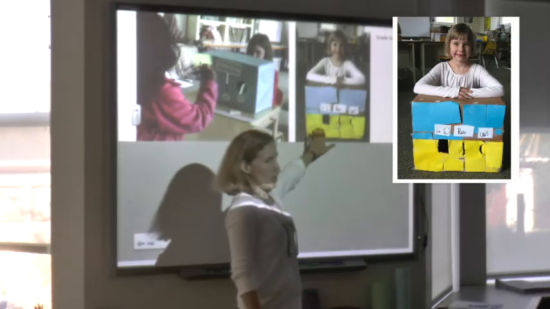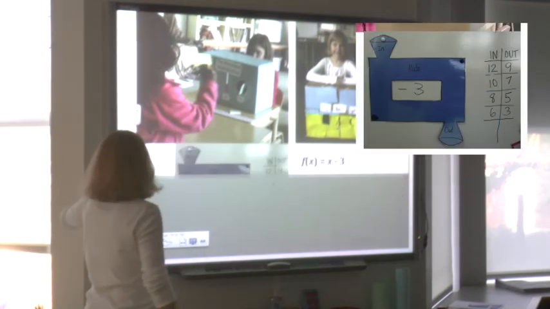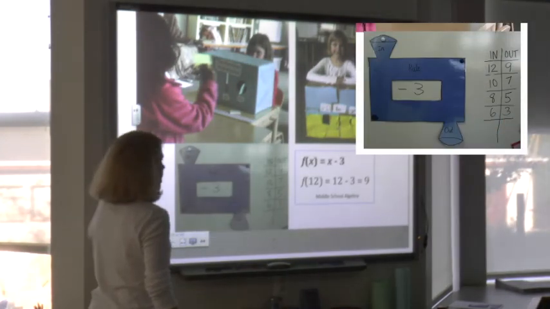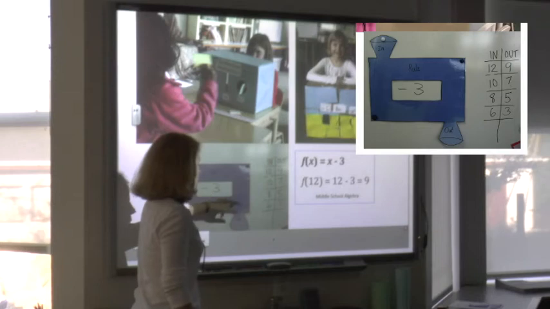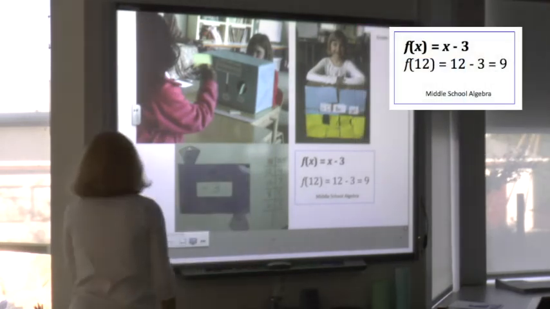She loved it so much she went home and made it with her babysitter and brought it back in so that she could practice. We quickly transitioned to the board where we make an in-out chart. Again, the rule is -3, so in goes 12, out comes 9. Very similar to what they're going to be doing in middle school.